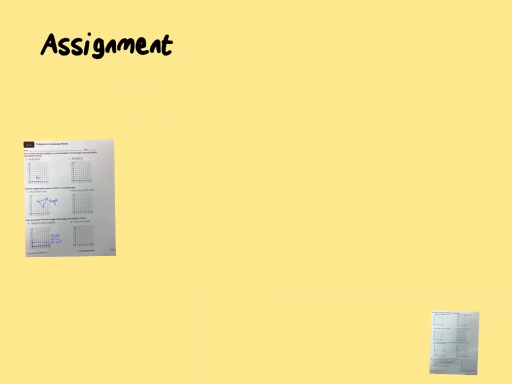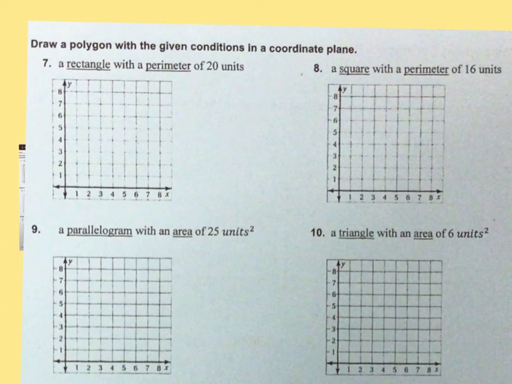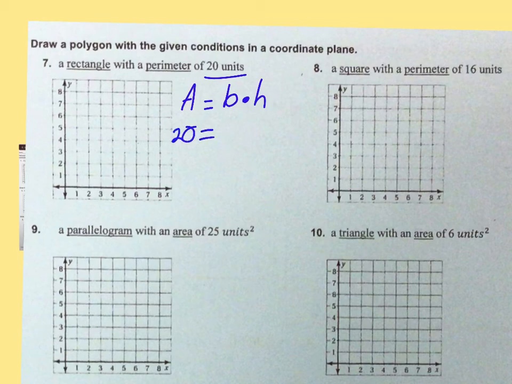I'm going to shrink that a little bit so we can take a look at this one. Now it wants us to do kind of the same thing, but backwards. And this one, you can actually have multiple different answers. It wants us to draw a polygon with the given conditions in a coordinate plane. It wants a rectangle with a perimeter of 20 units. So we need to draw a rectangle of 20. What base and what height would we need? Basically I'm saying I have area equals base times height, and I want the area to be 20. What do the base and the height have to be?